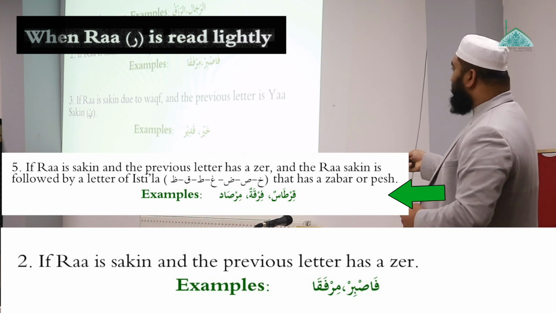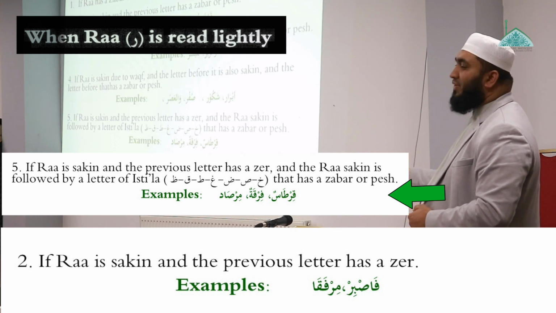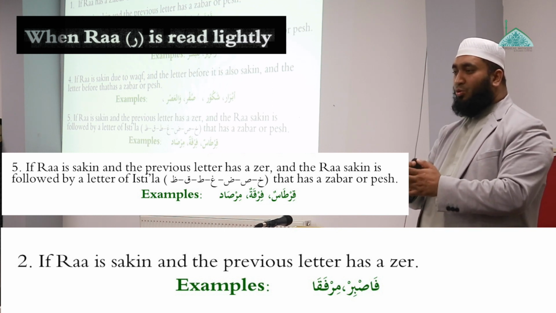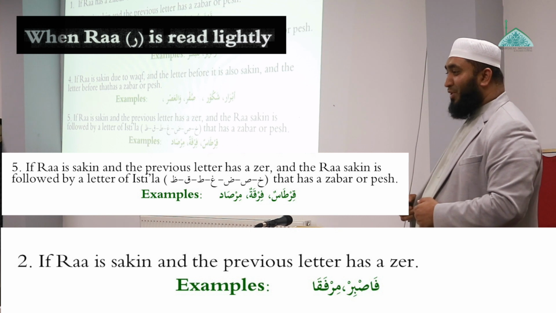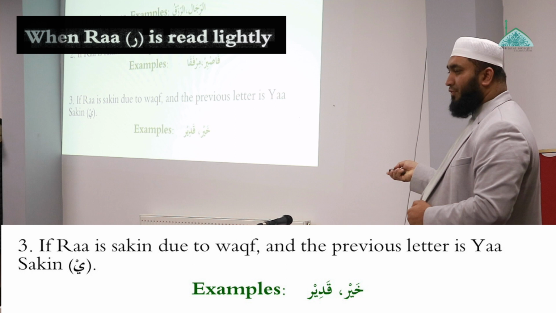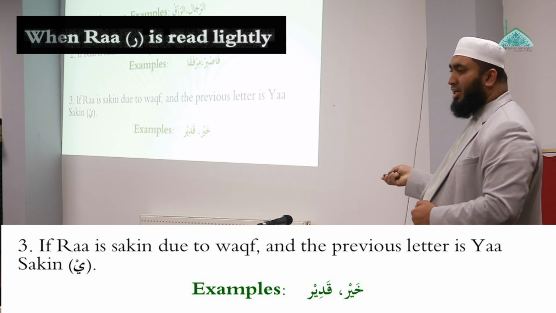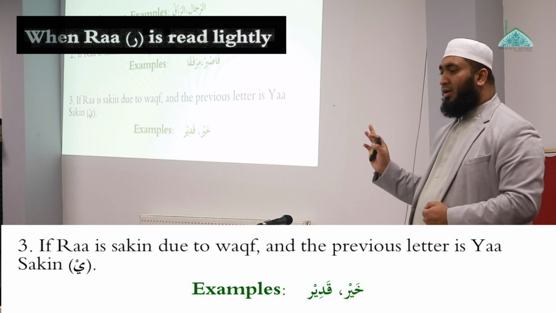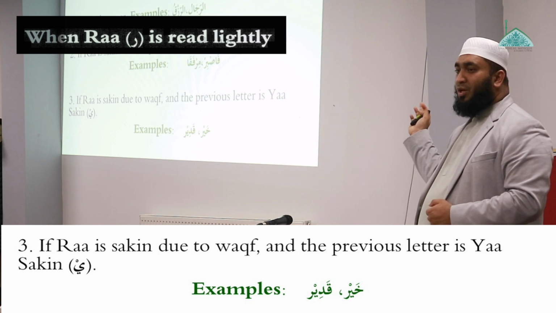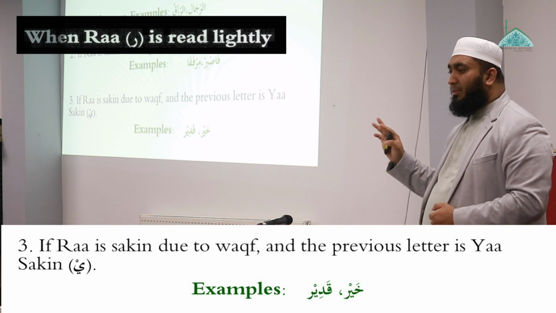Okay? So usually it's this way. Only if after the Ra sakin, one of the 7 letters comes, then the Ra will be heavy. Okay? So you need to understand both in comparison. Number 3, if Ra is sakin due to what? Due to stopping, and the previous letter is a Ya sakin. This is again another important rule to find out. Doesn't matter whatever the letter before is, zabar, pesh or zer, always Ra will be barik.